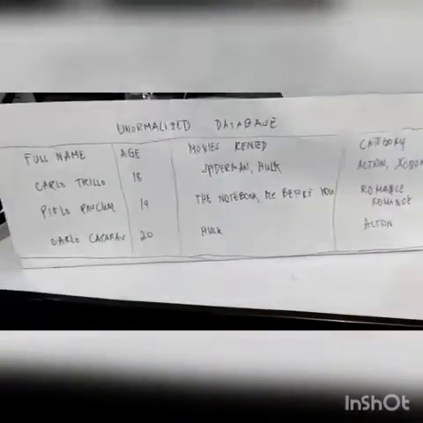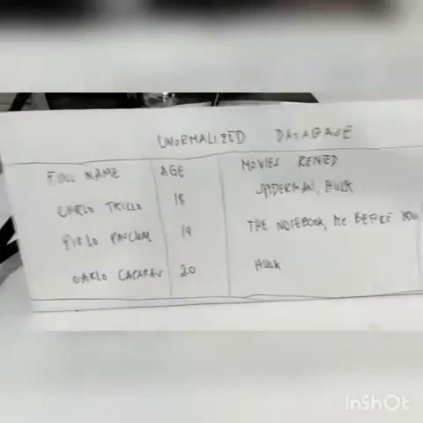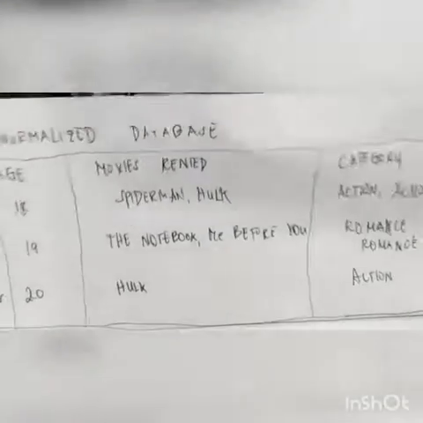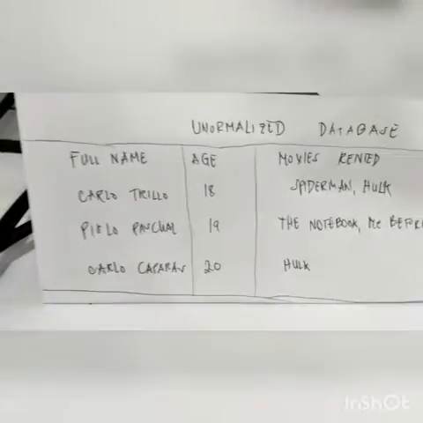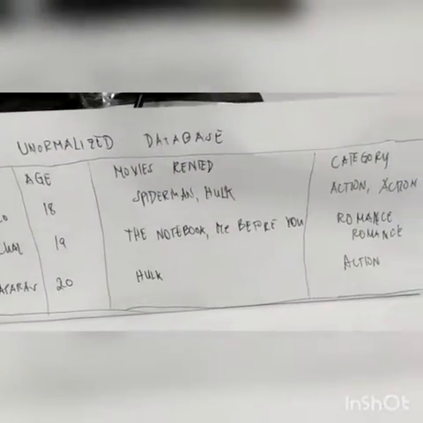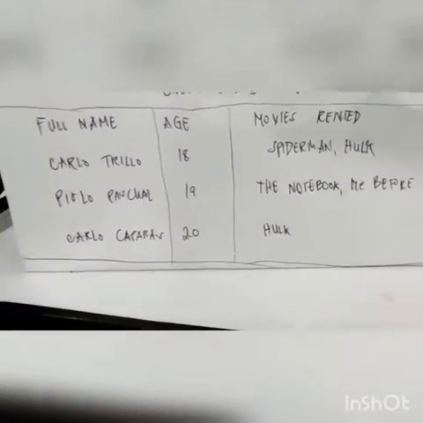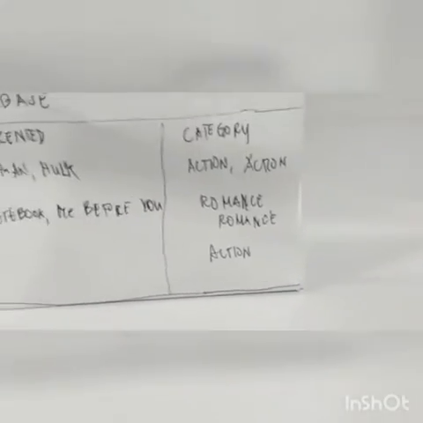So I'm going to show you an example of first normalization database. Here is my example of an unnormalized database. As you can see, it's not yet normalized. So here is the person named Carlo Trillo who rented two movies entitled Spider-Man and Hook, which is action. And then again, Piolo Pascual, age 19, rented two movies, The Notebook and Me Before You, which is a romance. And then Carlo Caparas, 20 years of age, rented a movie entitled Hook, which is an action movie. So that's the example of an unnormalized database.